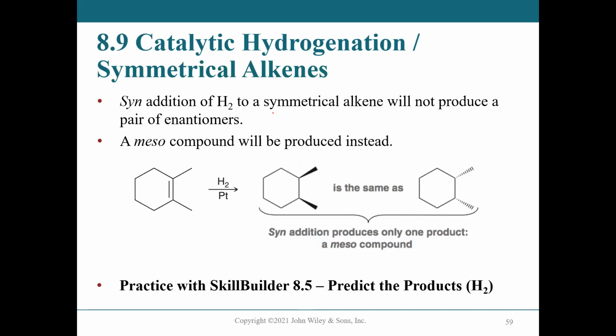The syn addition of H2 to a symmetrical alkene will not produce a pair of enantiomers. So a meso compound will be produced instead. So a syn addition produces only one product, and that's the meso compound.